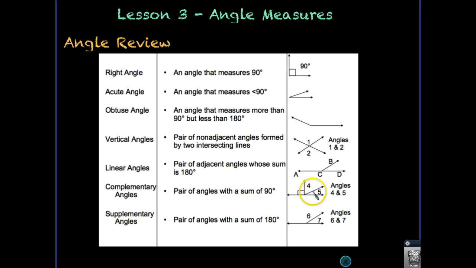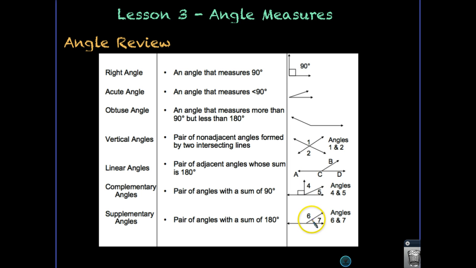Complementary angles always sum to be 90 degrees. We know 4 and 5 are complementary. They are across from this box right here, this angle with the box, which we know represents 90 degrees. Together, these two make up a straight angle. So we know that 4 and 5 have to be 90 degrees. So together, those two are complementary.